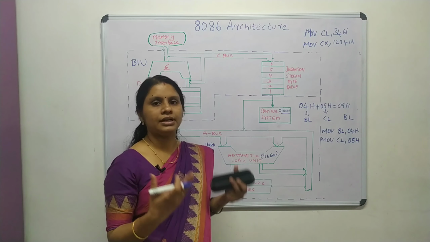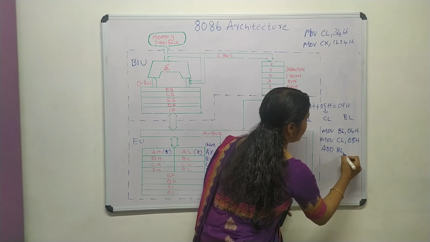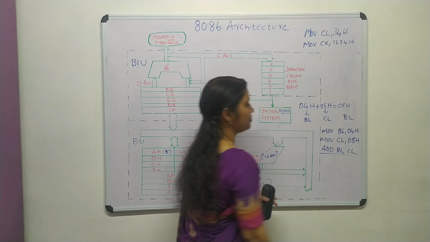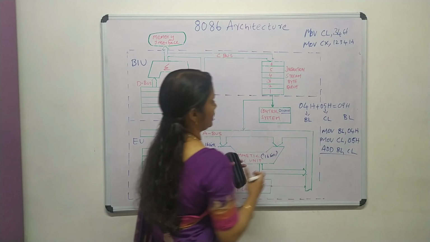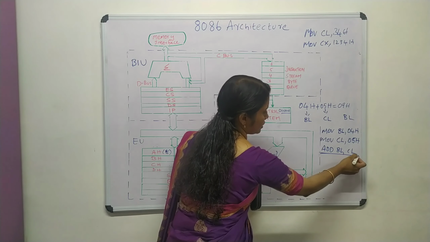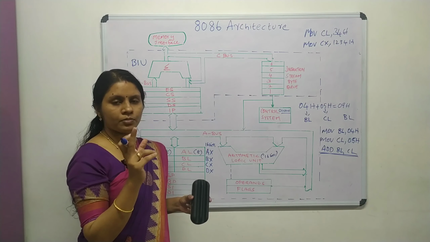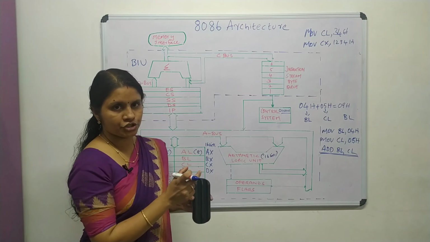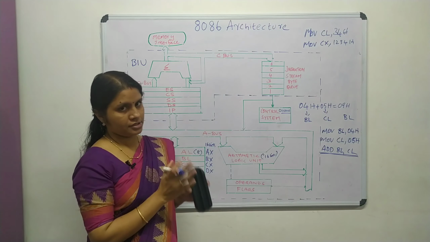Finally, we can perform addition. That is add BL comma CL. There is an opcode corresponding to this instruction. An opcode exists for add, since add is an instruction. BL and CL are registers, and an opcode exists for registers too.